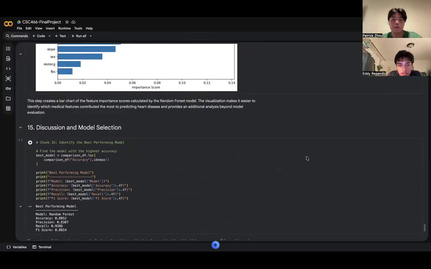And what this chunk of code is doing specifically, it looks through the comparison table created in the previous section. It finds the model with the highest accuracy, prints all of its evaluation metrics, and provides a clear summary of the best performing model. So rather than manually comparing three different models, this section clearly identifies the model we would recommend based on our evaluation metrics. After evaluating all three machine learning models, Random Forest achieved the best overall performance and was selected as the final model for predicting heart disease.